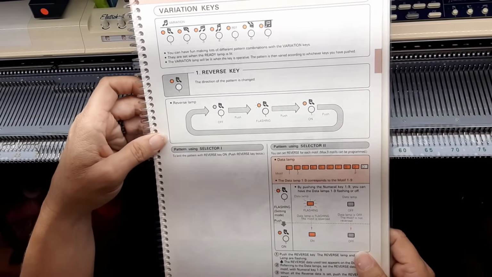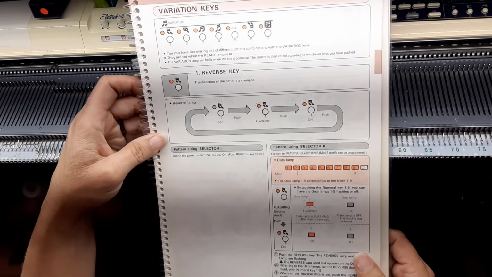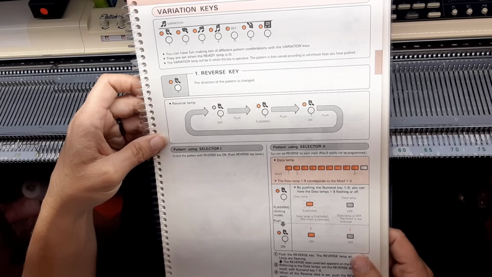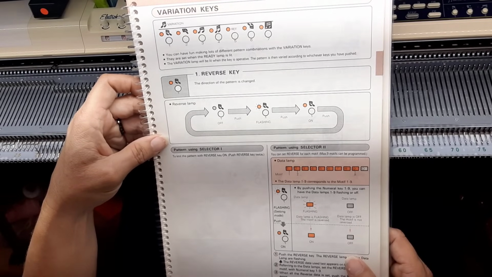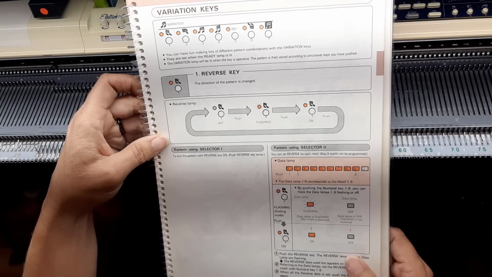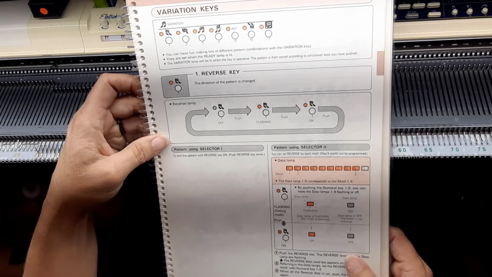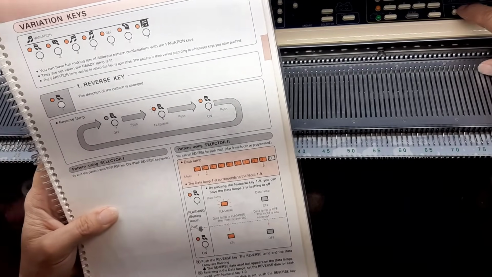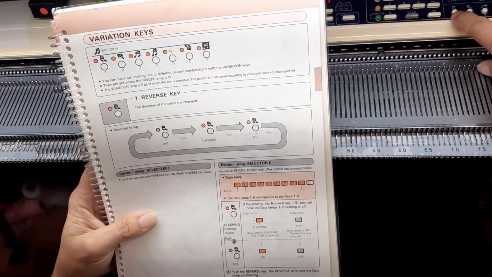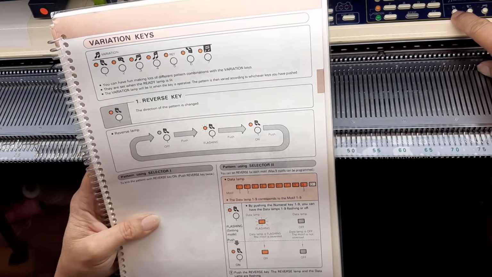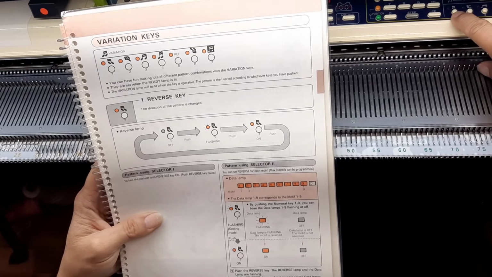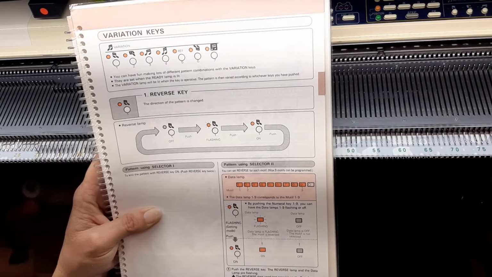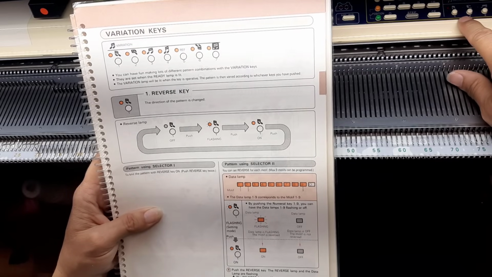Well, this is easy. You can have fun making lots of different pattern combinations with the variation keys. Set when ready lamp is lit. The variation lamp will be lit when the key is operative. The pattern is then varied according to whatever keys you have pushed. So this one is the direction of the pattern. So when it's flashing, it's on. Push it again.